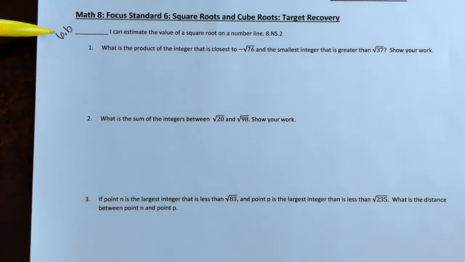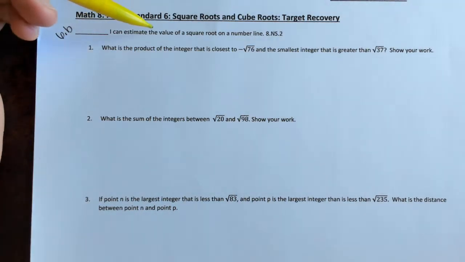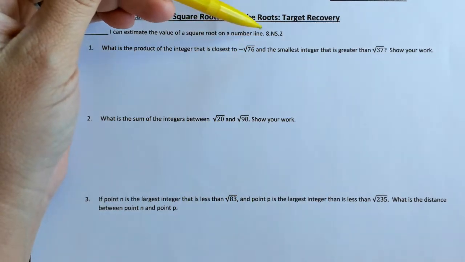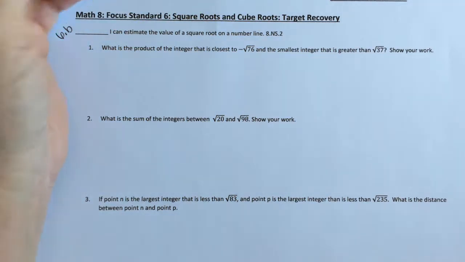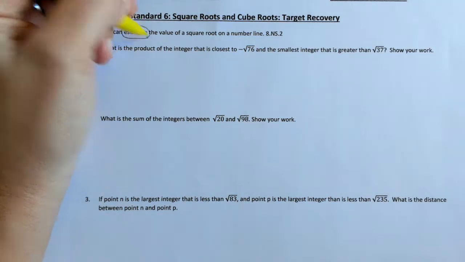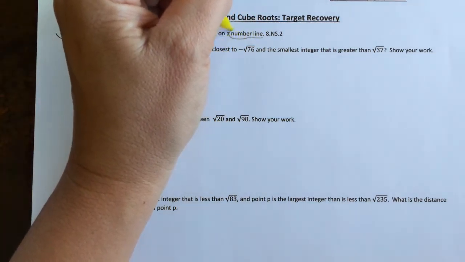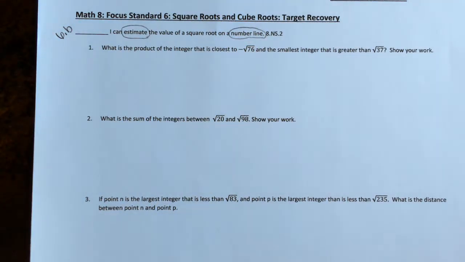We're looking at learning target 6B. It says I can estimate the value of a square root on a number line. Our key thing here is that we're estimating, and it talks about right here in the learning target that we're dealing with number lines, so you should be drawing number lines for all of these questions.